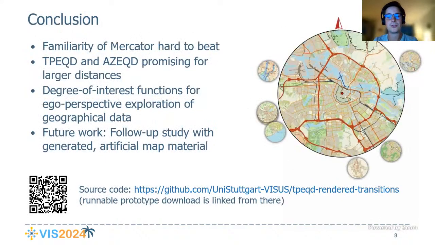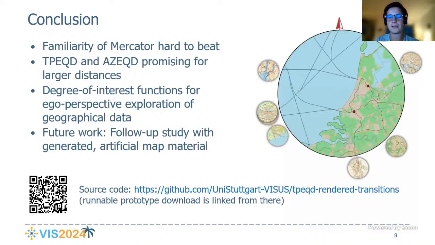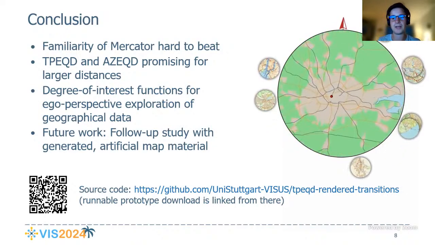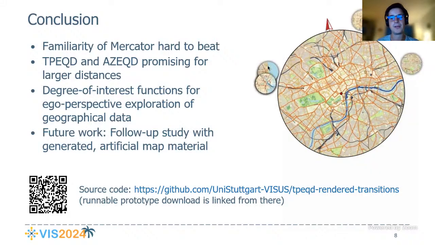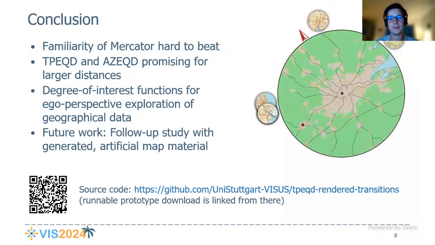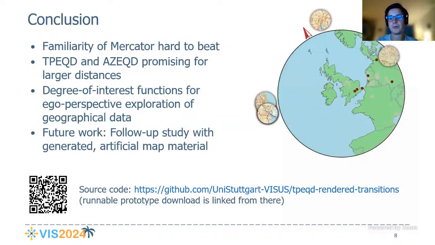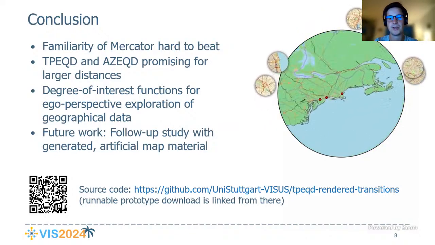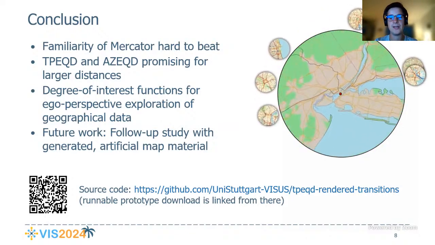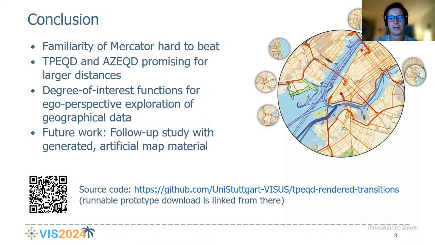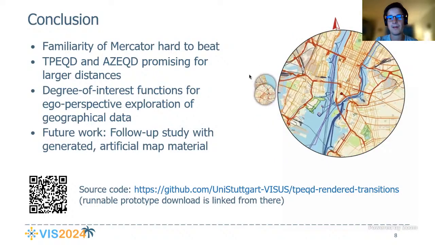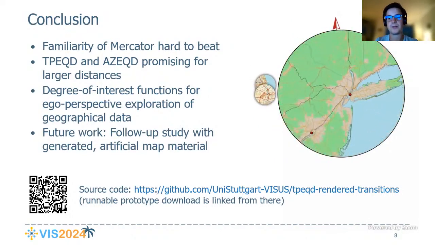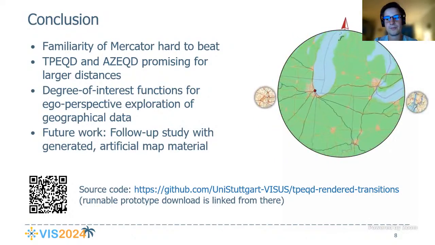In conclusion, both our evaluation and informal feedback revealed that Mercator projection is hard to replace, both because of its familiarity and its ease of implementation. However, we found two-point equidistant projection and an azimuthal equidistant projection to be promising candidates for animated transitions, especially over large distances. Transitions on 3D globes might also be interesting candidates here.